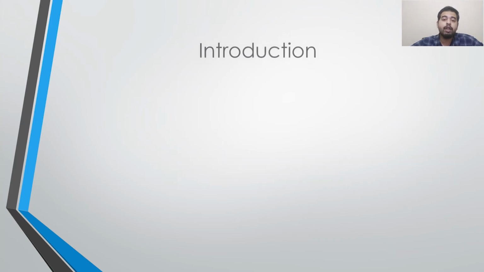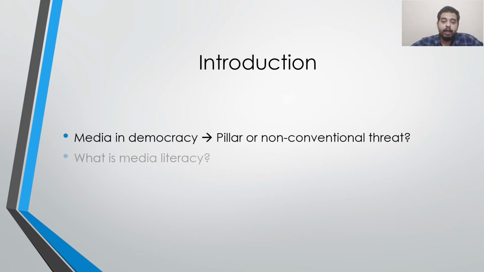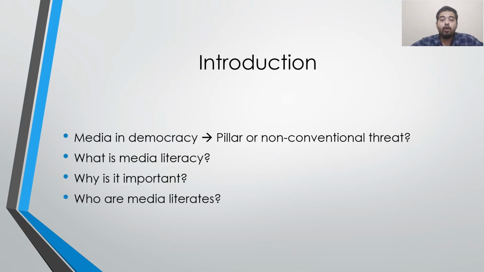Now to begin with, we need to understand the role of media in our society. And we all know that media is often called the fourth pillar of the democracy because it acts as a watchdog to executive, legislature and judiciary. But the question is, is it actually serving the purpose of a pillar, or is it becoming a non-conventional security threat divider? Because we all know the state and its people, in order to perform their daily activity, need to be kept updated on a daily basis.